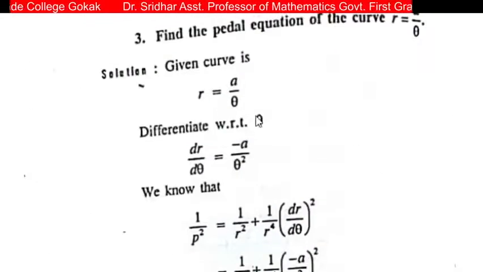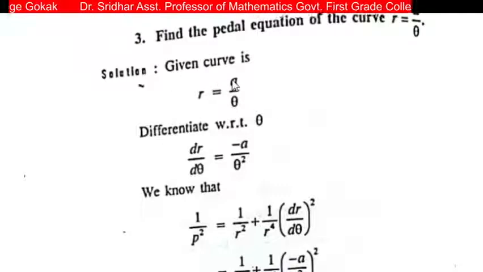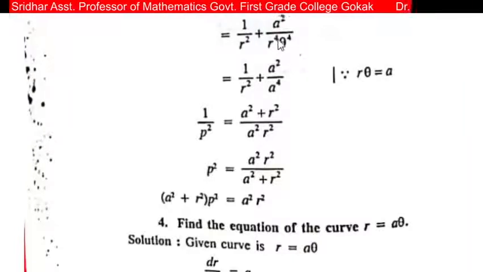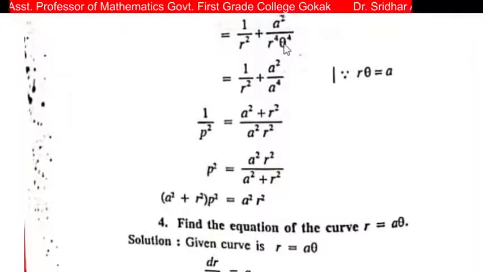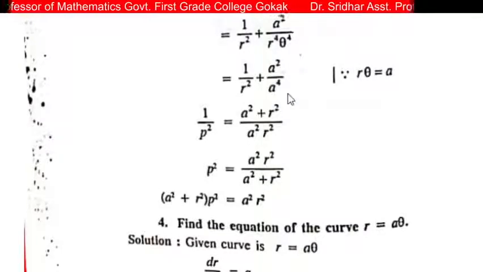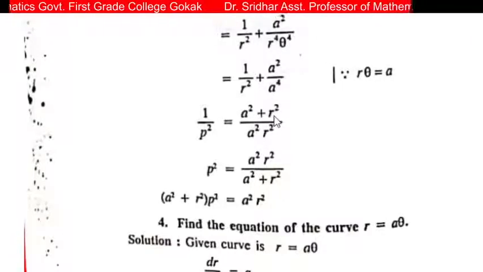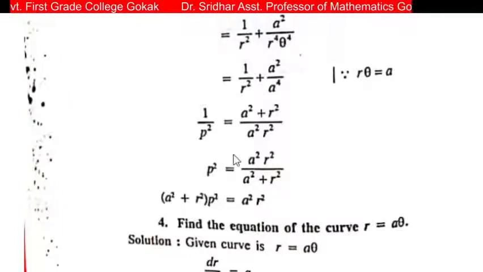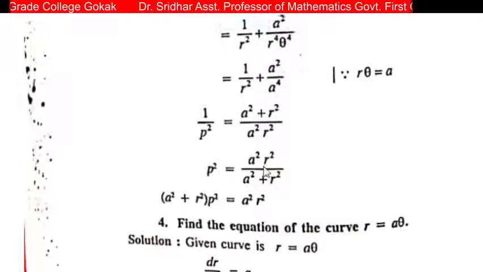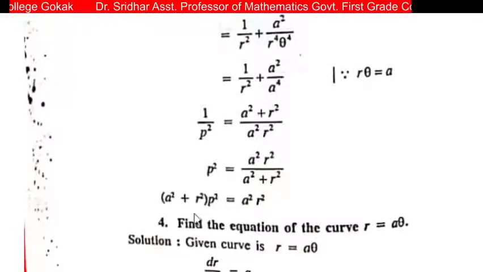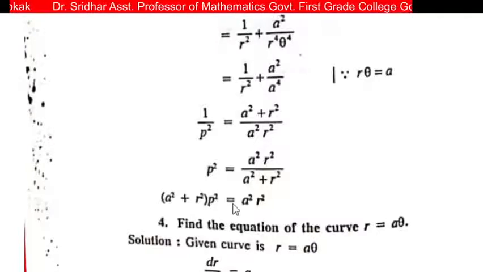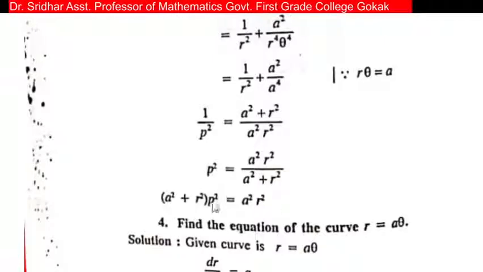So here rθ is equal to a, from the given problem, so cross multiply this, r into θ is equal to a. So we replace that here. When we replace this, r raised to 4 θ raised to 4 is the same as rθ whole raised to 4. So replace rθ by a, so it is a raised to 4. So one a square gets cancelled. Now a square r square is the LCM, then simplify this, a square plus r square. Or reversing this, p square is a square r square by a square plus r square. Cross multiplication gives a square plus r square into p square, which is equal to a square r square. So this is the pedal equation of the given curve r is equal to a by θ.